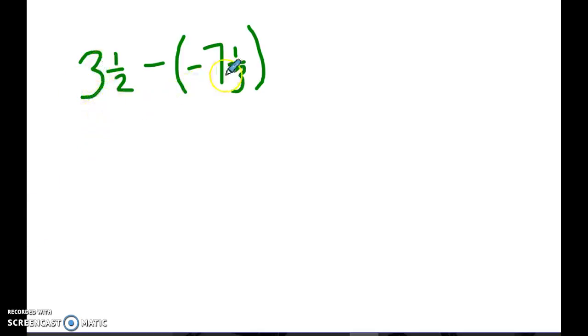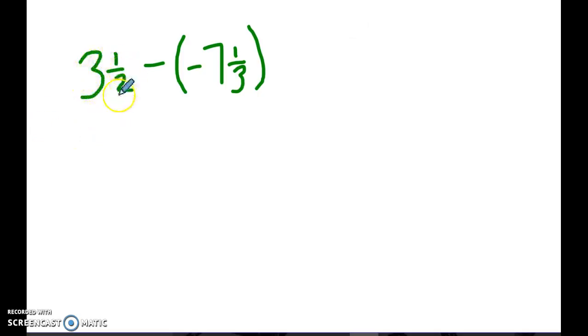So if I want to add or subtract fractions, first of all, I need to make sure that they have a common denominator. This is 3 1/2. This is -7 1/3, and I don't have the same denominator. So I need to get a common denominator. You can figure that out by using the ladder to help you.